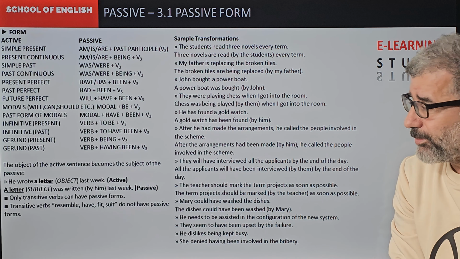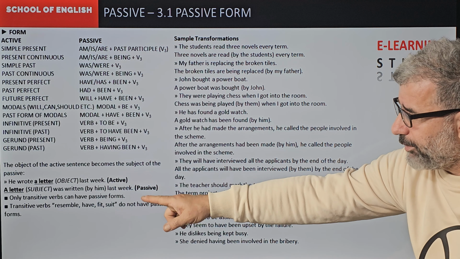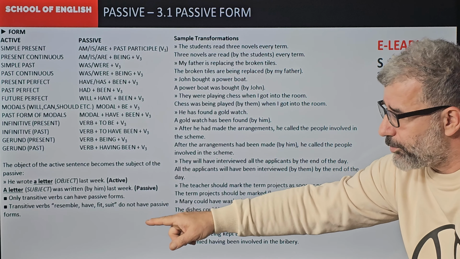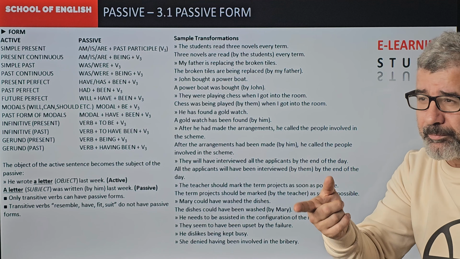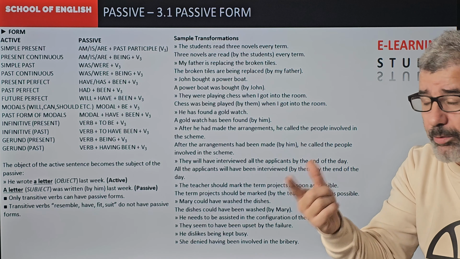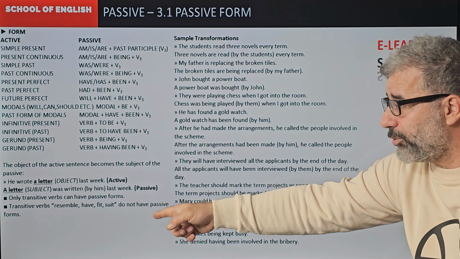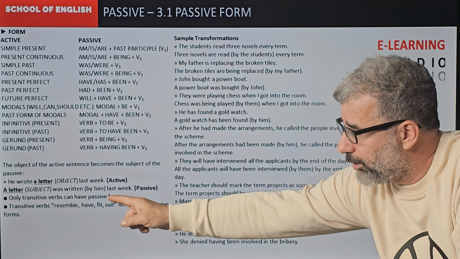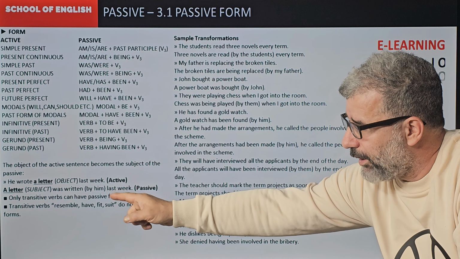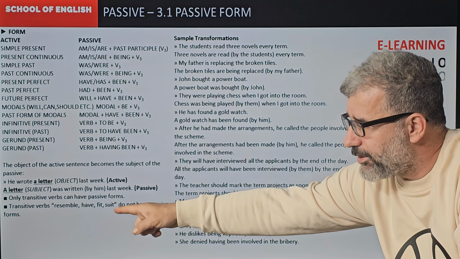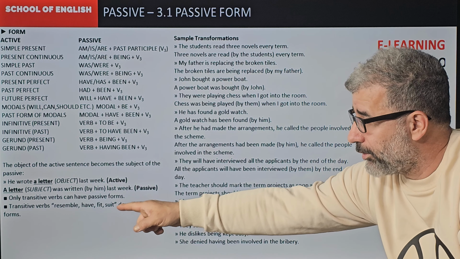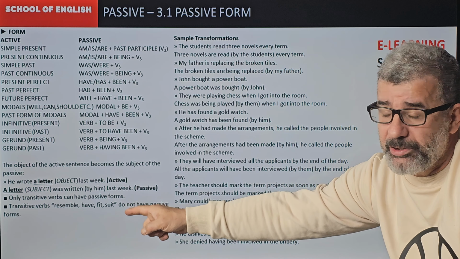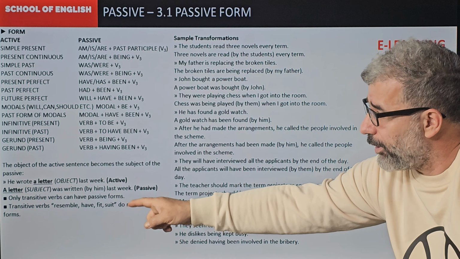There is an exception to this. The transitive verbs resemble, have, fit, suit do not have passive forms. These verbs, even though they are transitive, which means they can be used with an object, cannot be used with passive voice. Again, resemble, have, fit, suit. The active sentences with these verbs as the main verb, even if they have an object, cannot be changed into passive sentences. Okay?